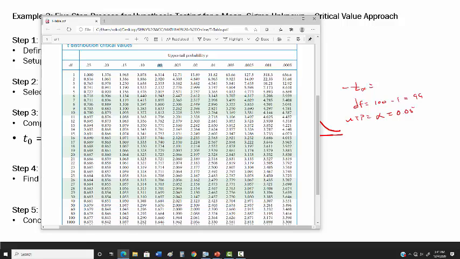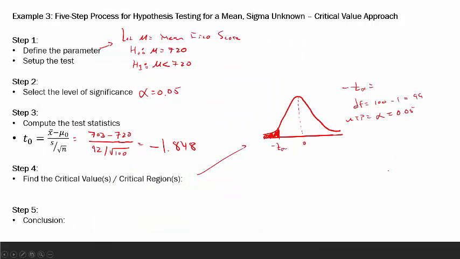So here's 0.05. And you'll notice next is when you go down the chart, there is no 99. Okay. So when that happens, what you do is you use the closest value, which is 100. Okay. So 100. So you go over from 100 and you go down from 0.05 and you get the value of 1.660. Okay, so if you're looking for the negative, it's just negative 1.660.